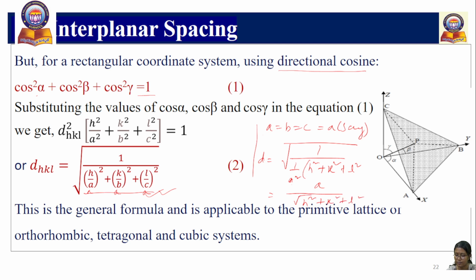Sometimes students make the mistake of directly going to this formula, until and unless the question asks for a cubic system. This is for cubic. Only when it is cubic, or when they say that a, b, c are all equal, then only you go to this formula. This is a general case where you do not know the relation between a, b, c. May be equal, may not be equal. So d means what? Interplanar spacing.